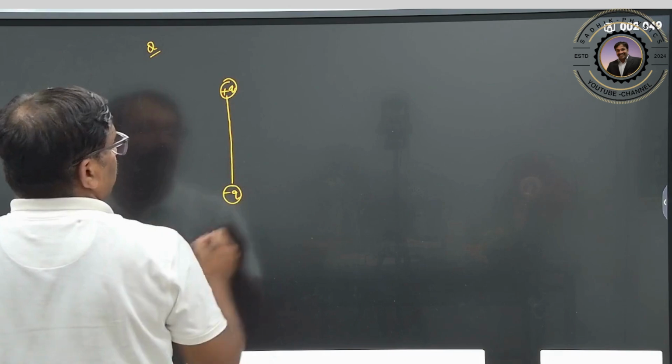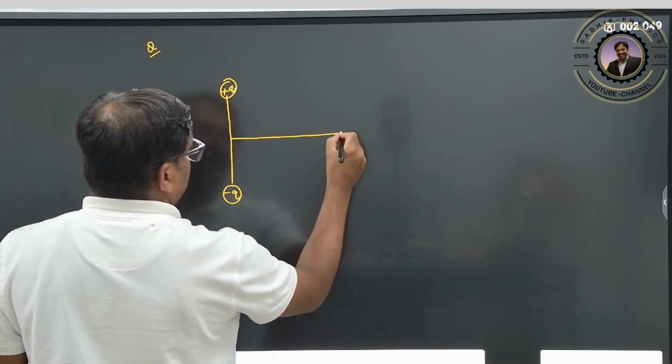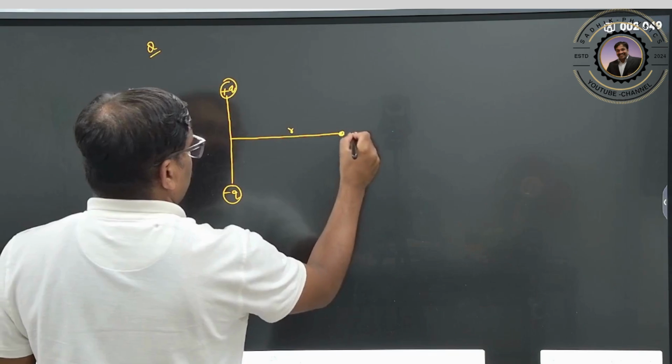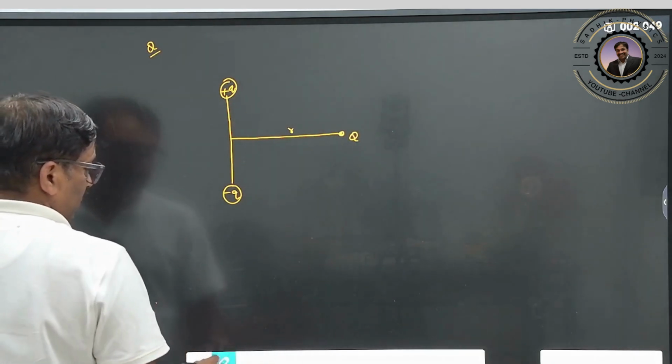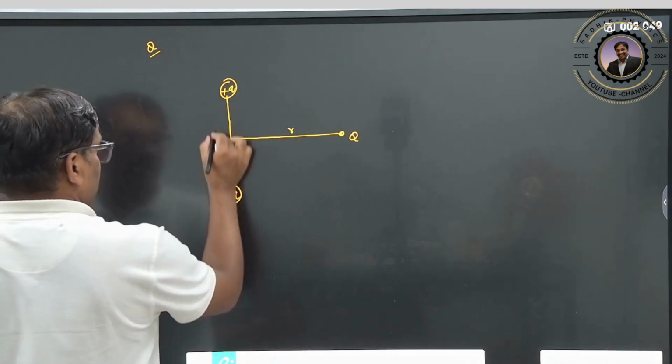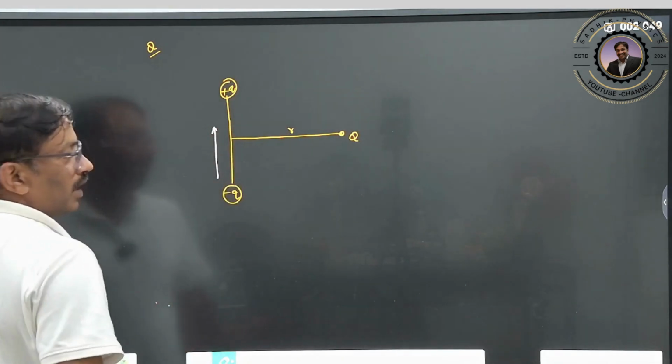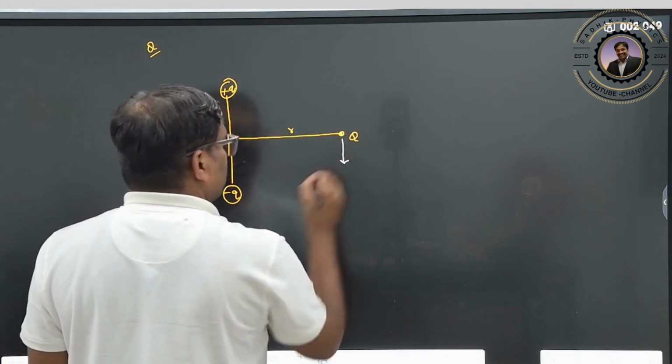So, therefore, we want to calculate that some charge is there at a certain distance. So Q is the charge. What is the dipole moment here? The dipole moment is like this. What will be the electric field along the equatorial line? The electric field is in this direction.